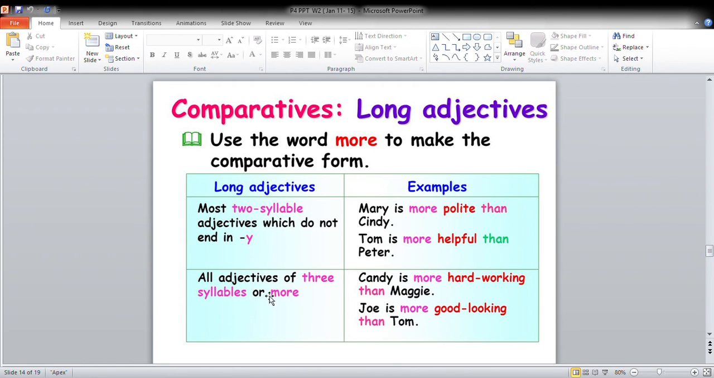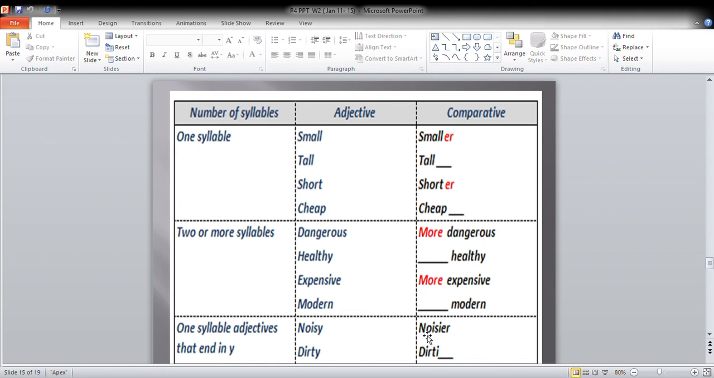Then all adjectives of three syllables or more. Example, Candy is more hardworking than Maggie. Joey is more good looking than Tom. So those are the examples of making comparatives with long adjectives.